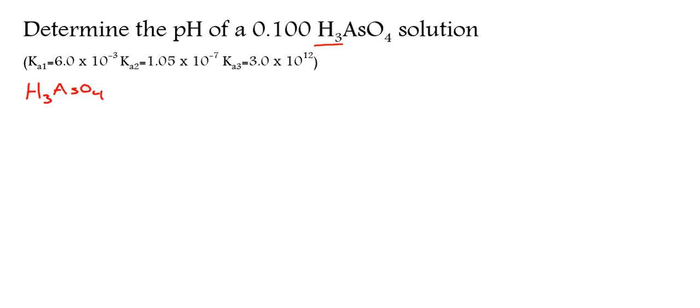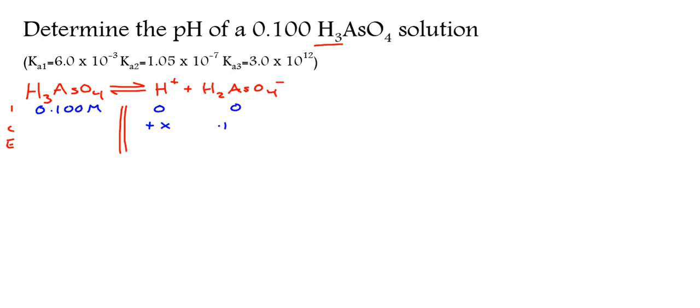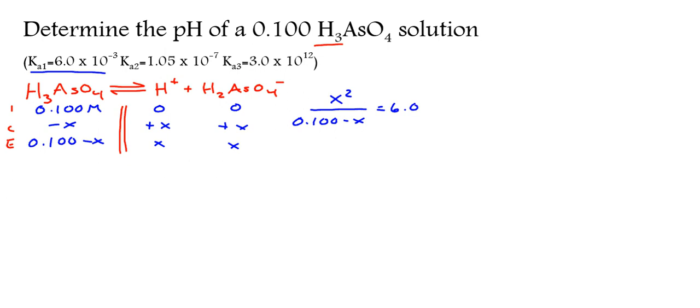So the first one we have is always the simplest. This is just pretty straightforward based on how we do ice boxes and how we calculate our X values. But let's take a look at the first one. So it says that I have a 0.1 molar solution. So that's what I have to start with. I need to make it equal to my first K. So here's my first K. Cross out the X.